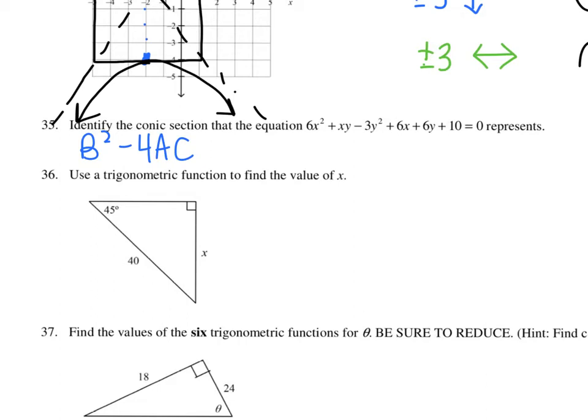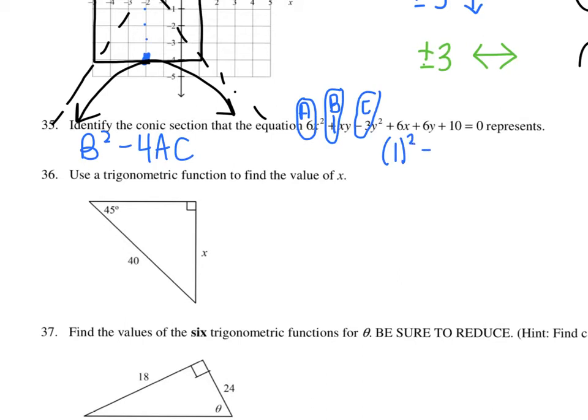When you look at the equation, a is always the number in front of x squared. So in this problem, a is 6. b is always the number in front of xy. So there's xy. The number in front of it would be a 1. C is always the number in front of y squared. If you don't have an x squared, an xy, or a y, it means that that term is going to be 0. So we take a, b, and c, plug them into b squared minus 4ac.